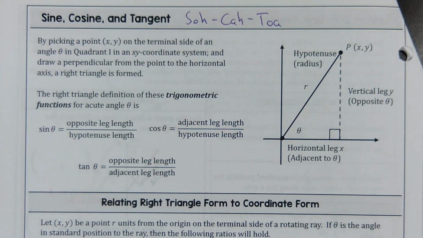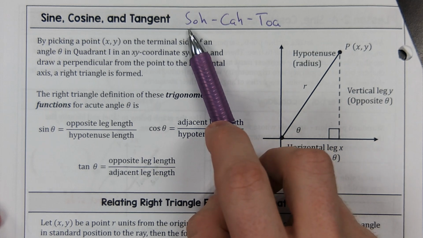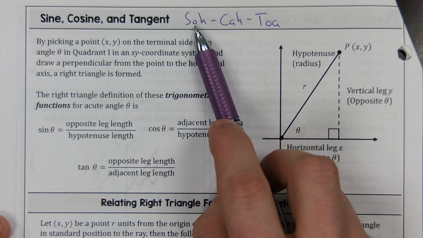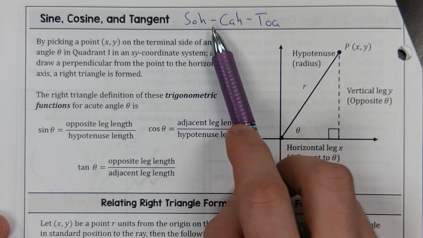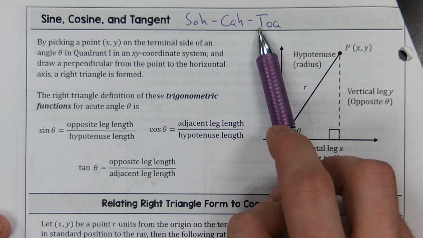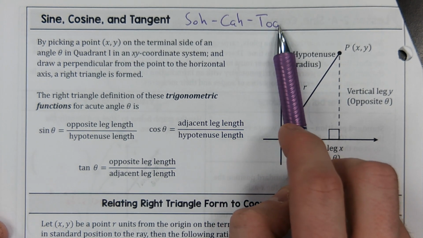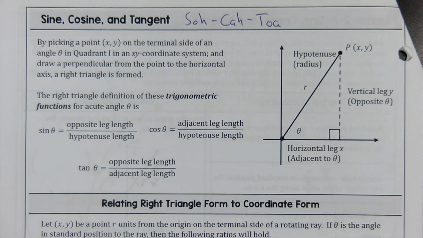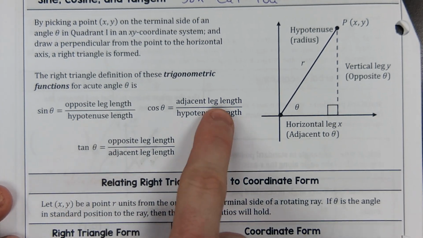SOHCAHTOA. This is a shortcut for remembering which side lengths your trigonometric function uses and in what order. Sine of an angle is the opposite side divided by the hypotenuse. Cosine of an angle is the adjacent side divided by the hypotenuse, and tangent of an angle is the opposite side divided by the adjacent side, which is what you see here, here, and here.